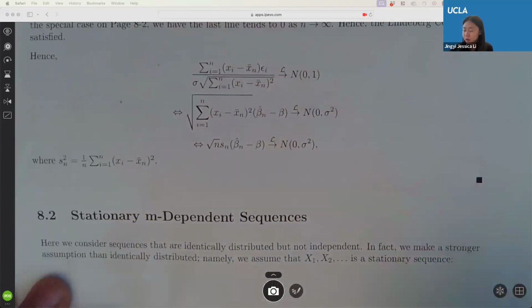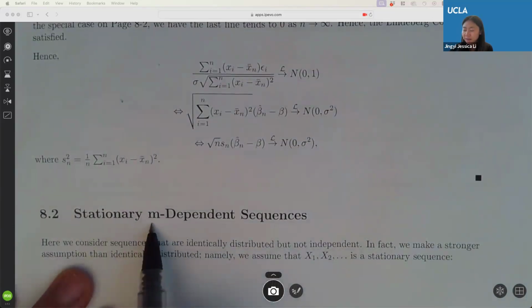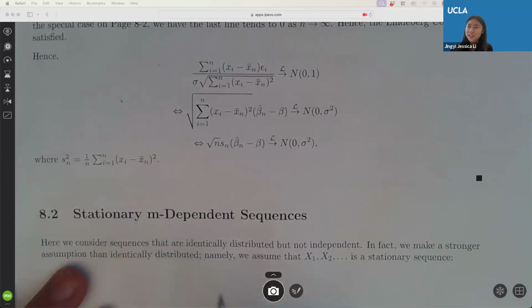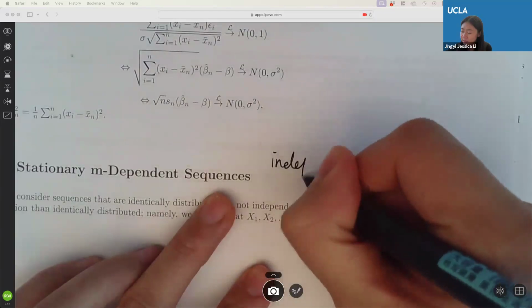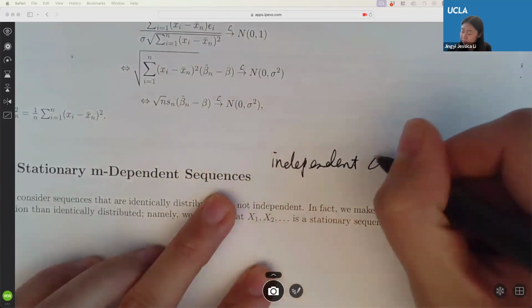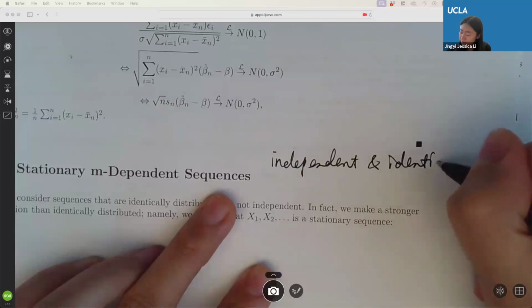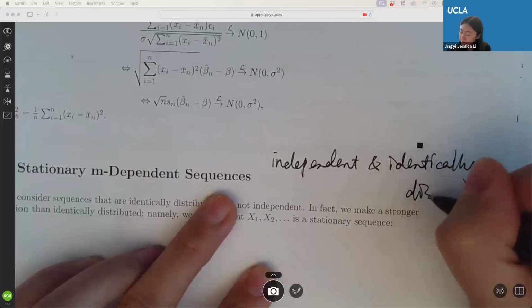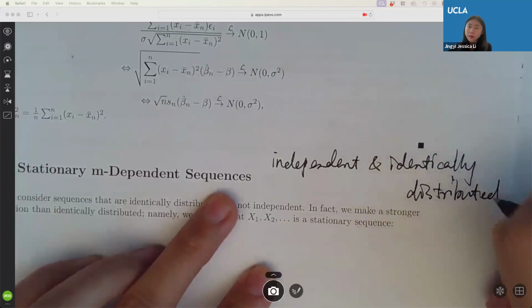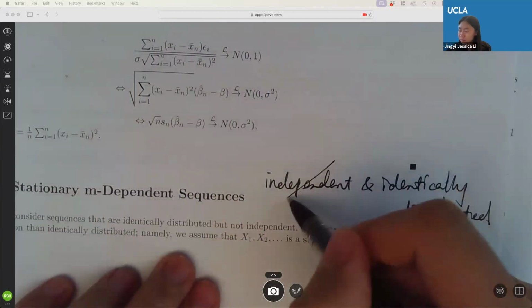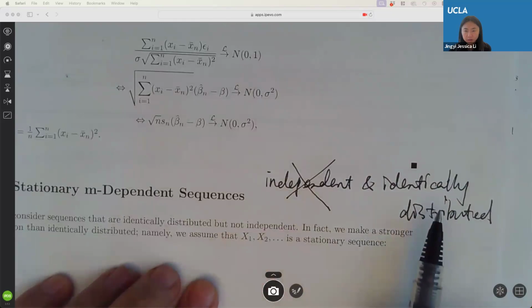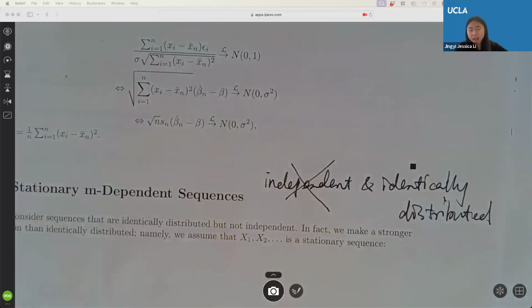For the next part, which we'll just begin a little bit, is stationary M-dependent sequences. What does that mean? Let's say IID. IID means independent and identically distributed. For Lindeberg, we drop identically distributed, we keep independent. Here, we drop independent, we keep identically distributed. So we are in the other scenario where we do have identically distributed random variables, but they are no longer independent. That's challenging, right?